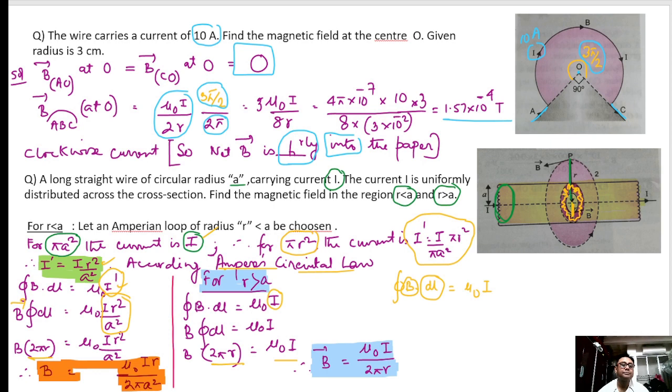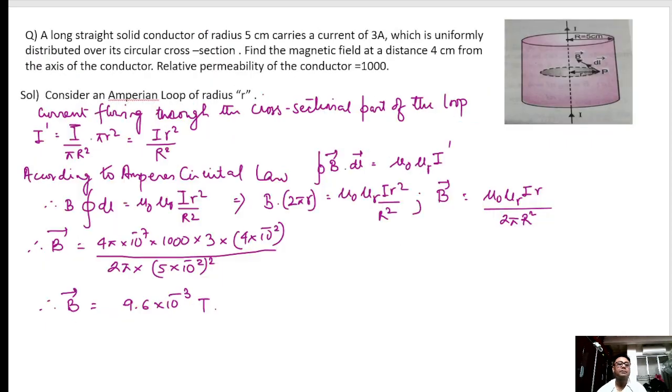Clear? Next, this is a straight wire, straight solid conductor. Please watch here: solid conductor of radius 5 centimeter carrying a current of 3 ampere, uniformly distributed over its circular cross section. That means the full current is uniformly distributed in the whole wire. Okay.